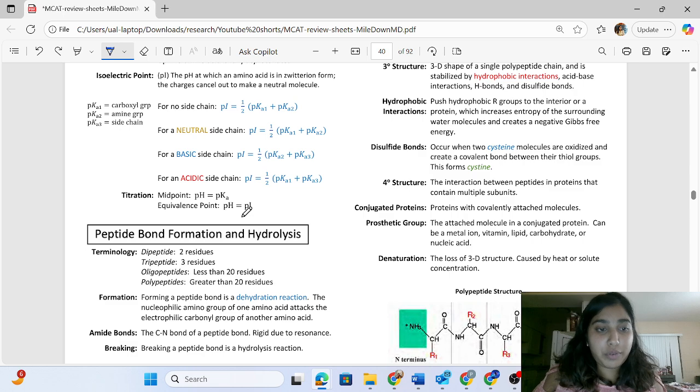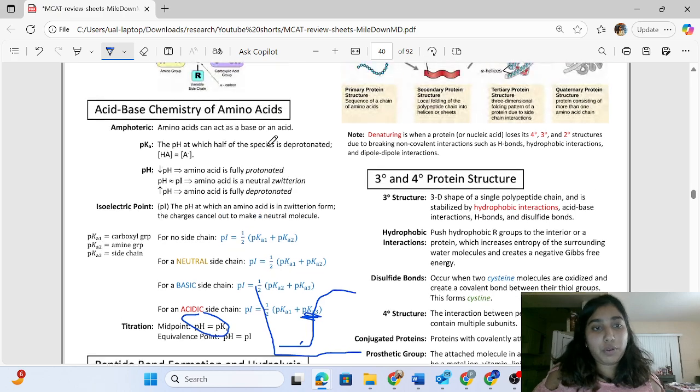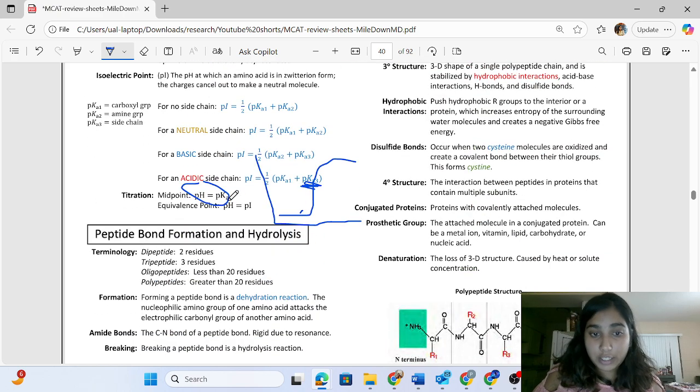Then if we go to titration, the curves look somewhat like this. Here in the middle is called the equivalence point, where the pH will be equal to pI and the amino acid will be neutral. The midpoint is in between from the start to this, somewhere like here or here, where pH will be equal to pKa, where both the deprotonated and protonated forms will be equal.